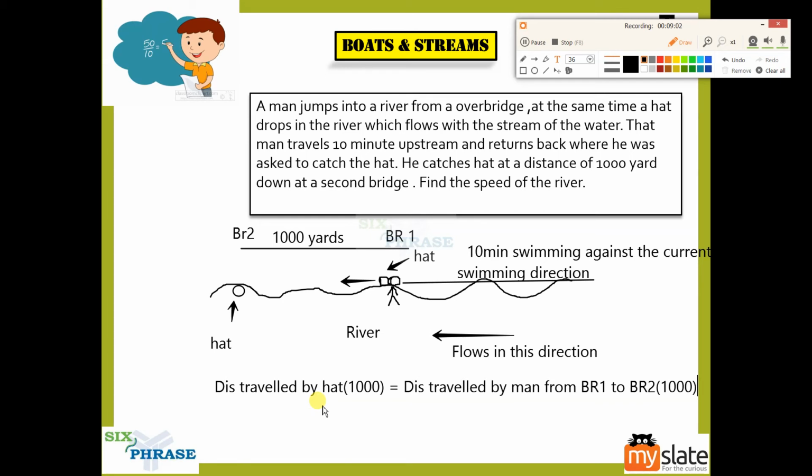Now, the man will have a force or speed, but the hat won't have it because the hat doesn't have anything. Hat cannot swim. So, hat speed will be nothing but the current speed. Yes, because it moves with the current, right? So the current speed will become the hat speed. So the speed for the hat will be the current speed of the river. So we'll take the speed of the river to be V.